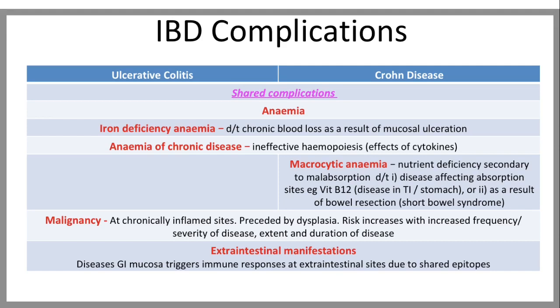The extent of disease matters, as in whether it only involves, say, in ulcerative colitis, the rectum, then the risk is not as high as someone who might have involvement of the rectum all the way to the cecum in pancolitis cases. And also duration of disease. In general, the risk of malignancy rises sharply if someone has been diagnosed with the condition for about 8 to 10 years or more. And then for extraintestinal manifestations, this is because the disease in the GI mucosa triggers an immune response at extraintestinal sites due to some shared epitopes, causing manifestations at these sites away from the GI tract.